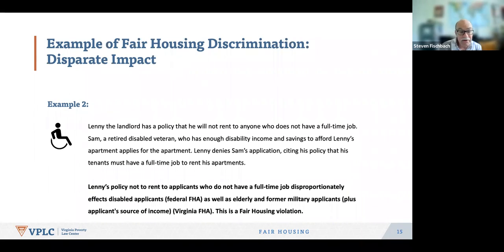Lenny's policy not to rent to applicants who lack a full-time job disproportionately affects disabled applicants, which would be covered under the federal law, as well as elderly and former military applicants and their source of income under the Virginia law. So that's an example of a facially neutral policy that has a disparate impact on a protected class.